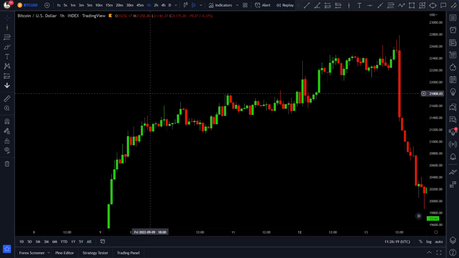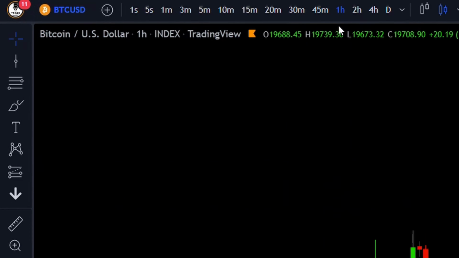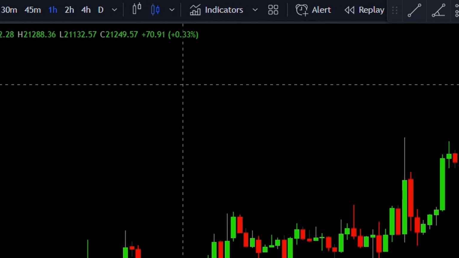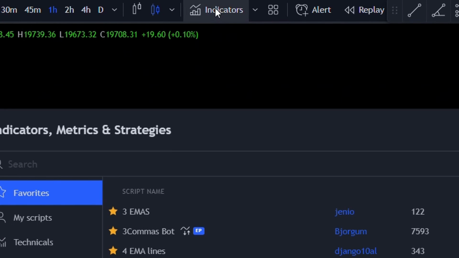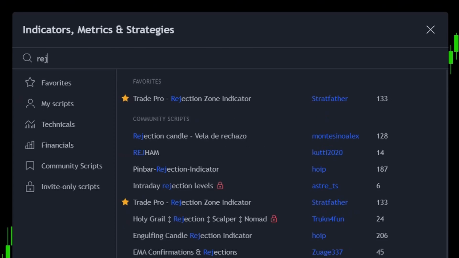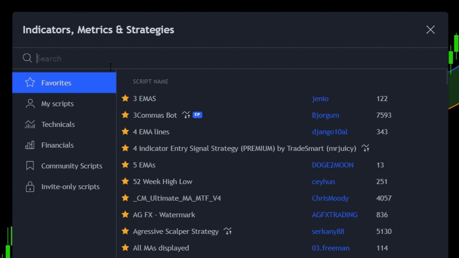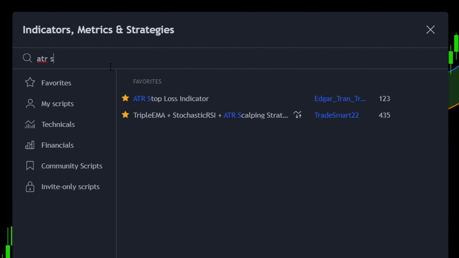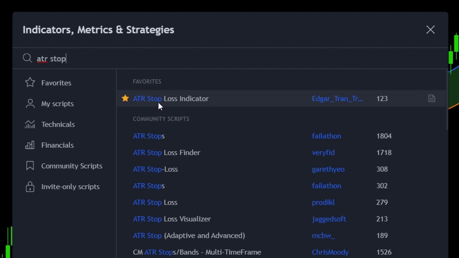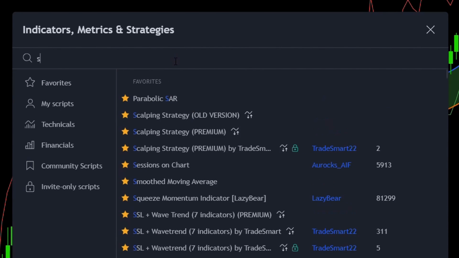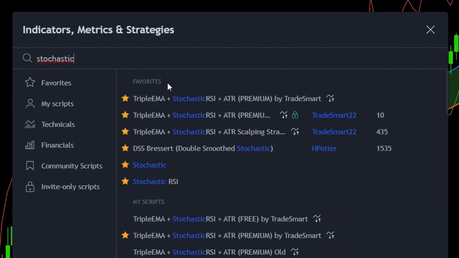For this strategy, first go to TradingView and set up the Bitcoin USD 1-hour chart. Once you got that, let's add our three indicators, so go into the Indicators tab, and first type in Rejection Zone. We are going to use this one, TradePro Rejection Zone Indicator by Stratfather. The second indicator is going to be a simple ATR stop loss, so type in ATR stop loss. This one by Edgar. And the last one is the stochastic RSI. It's a built-in indicator, click on this one.